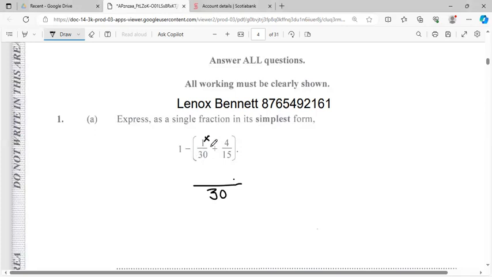So 30 into itself is 1. 1 times 1 is 1. 15 into 30 goes 2 times, so we multiply 4 times 2, which is 8. So all we have to do is add the tops, and that will give us 9 over 30.